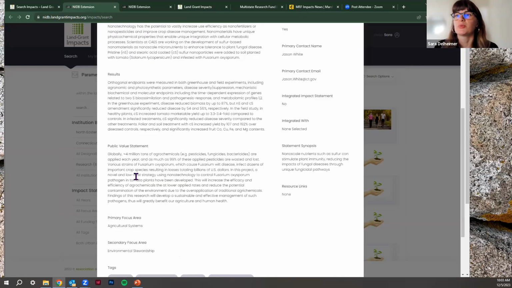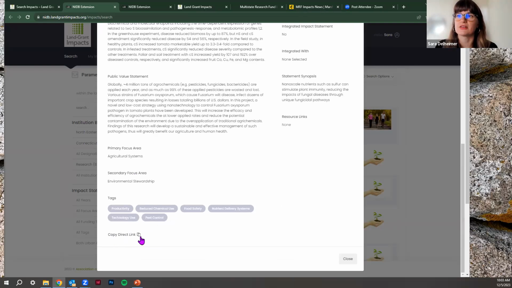One important part is this copy direct link button. That is the way that you are going to share a URL to a particular statement. You can't just copy up here where it says search. That's just going to go to the generic search page. If you want to share a URL that goes directly to a specific statement, you need to click copy direct link, and that will copy that specific URL, and you can paste it into an email, to a social media post, wherever you want to share it. That's not super intuitive, but that's the way it works for now.